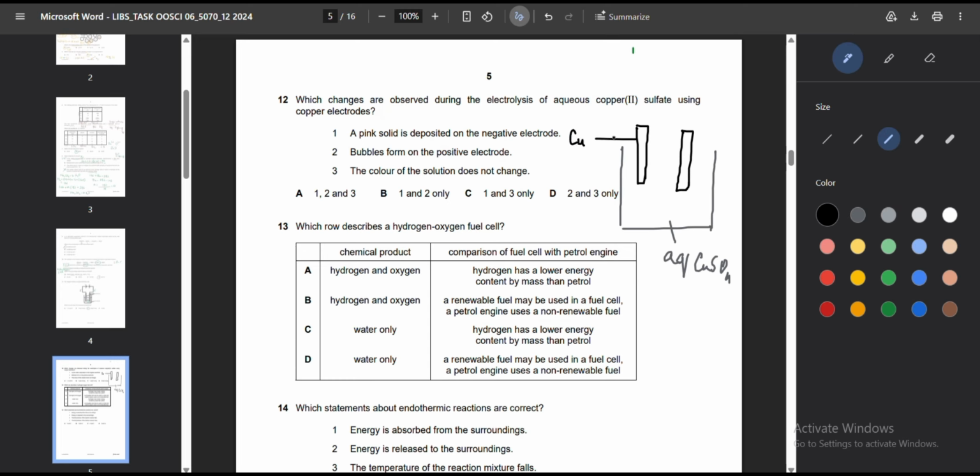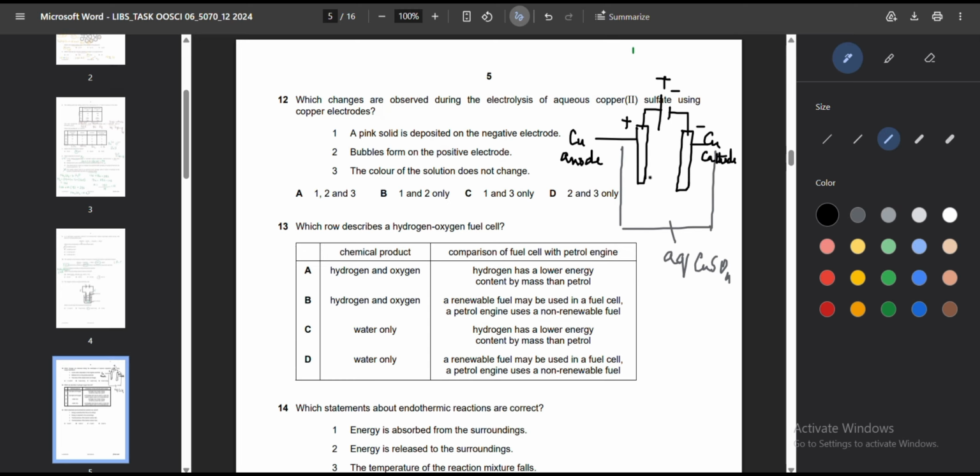This is, for example, the copper anode. If it is connected with the positive terminal, the other one would be the cathode. This is the copper cathode. Okay, so what will happen? This is the positive electrode, this one is the negative cathode.